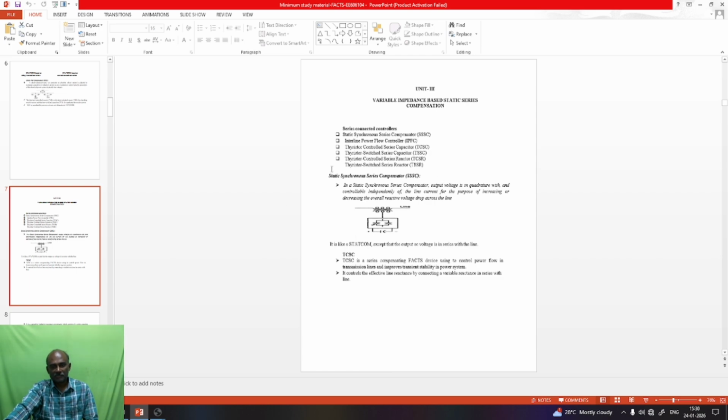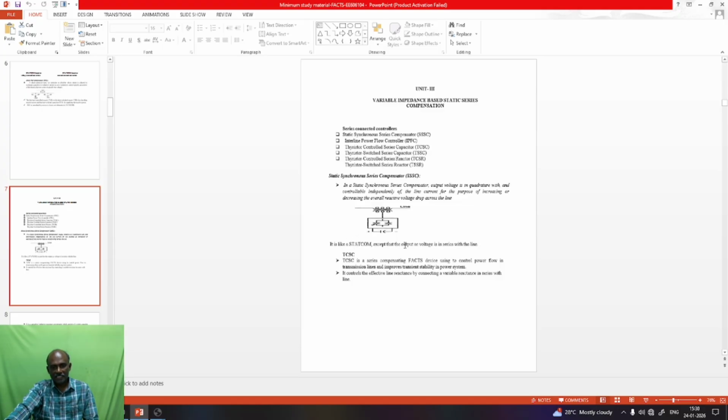What is the specific function of the SSSC? In a static synchronous series compensator, the output voltage is in quadrature with and controllable independent of the line current. So here we are varying the voltage for the purpose of increasing or decreasing the overall reactive voltage drop across the line. So we have voltage drop in the line, using which we can compensate the voltage drop. Here we can change the voltage, either increase or decrease the voltage.